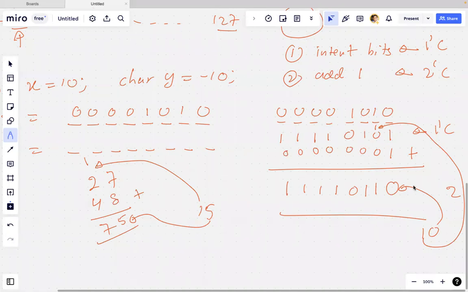So this is now the 2's complement. I told you, just invert the bits. This is 1's complement. After you add 1, this one we call the 2's complement notation. This is how you save the minus 10. This is the bit stream of minus 10.